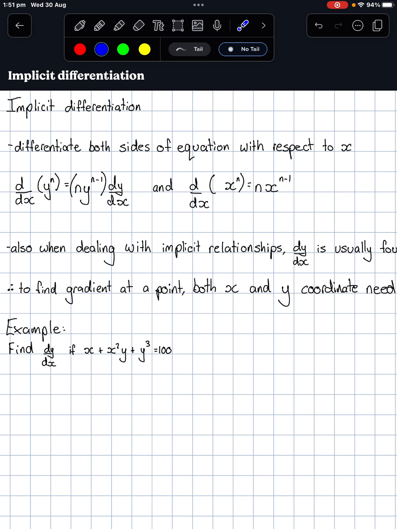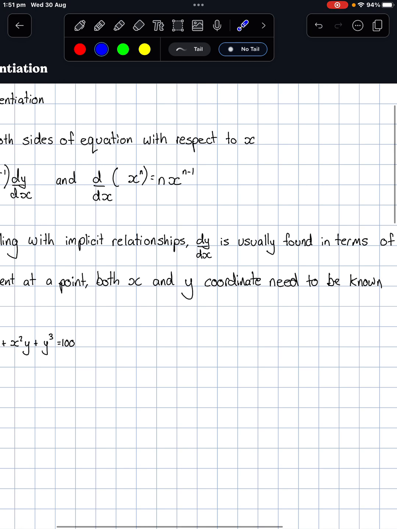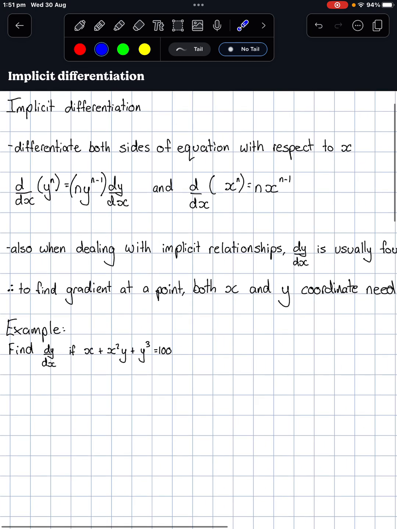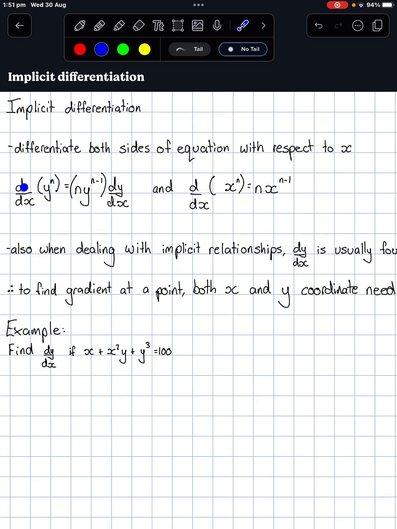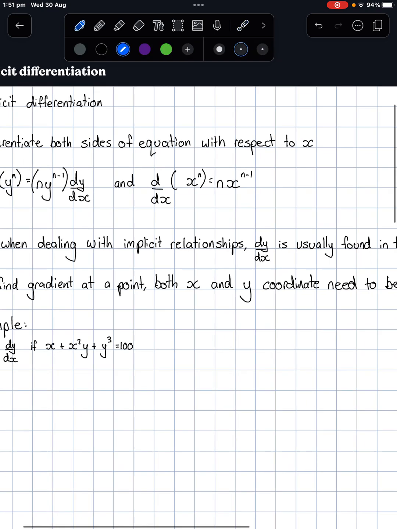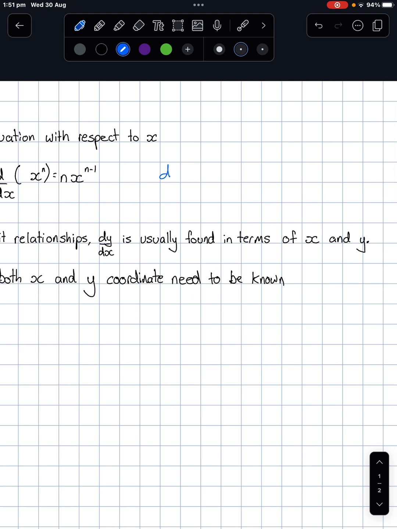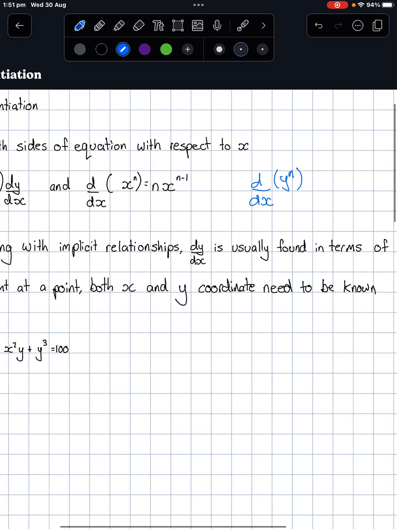Now, with this topic, we're going to start with just looking at the derivative with respect to x. So this left one here, you'll notice I've got d dx of this y^n. So if we've got d dx of y to the power of n, it's not in the variable we want.